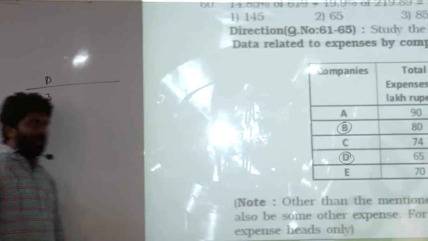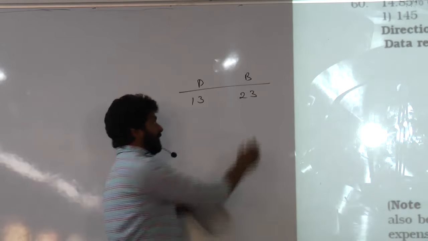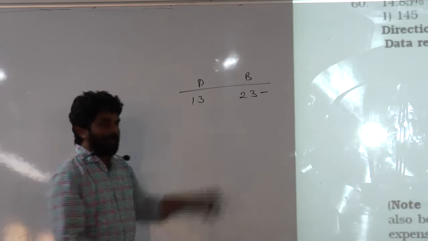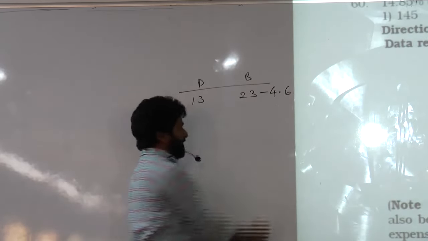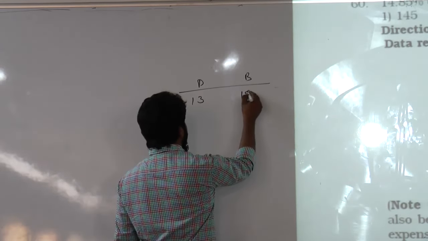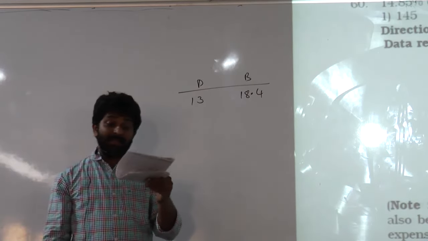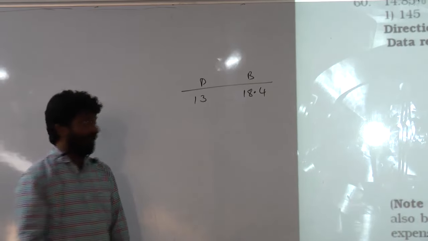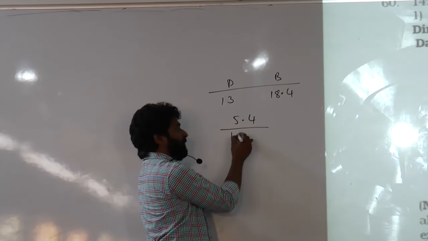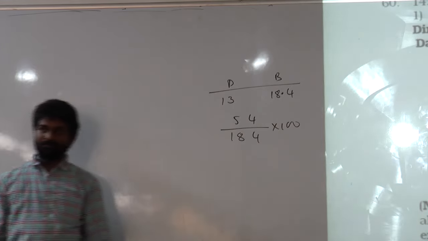How do you calculate 80% of 23? 100% of 23 is 23 minus 20%. 10% is 2.3. 20% is 4.6. 23 minus 4.6. How much is that? 18.4. Now look at your actual question. Marketing expenses of company D is less than. 13 is how much less than 18.4? 5.4 less out of 18.4 into 100. I'll treat it as 54 by 184.